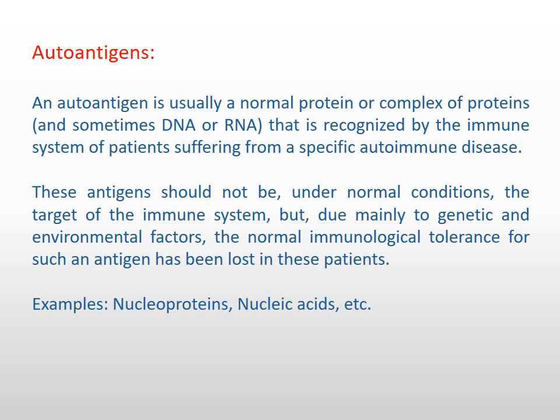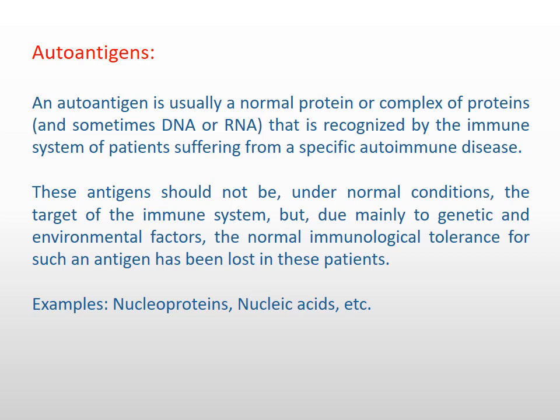But sometimes, due to altered genetic response or altered environmental factors, our body treats our own antigen as a foreign substance and produces an immunological reaction. So our own antigen behaves like foreign particles, and autoimmune diseases result from these types of autoantigens. An autoantigen is usually a normal protein or complex of proteins that is recognized by the immune system of patients suffering from a specific autoimmune disease.